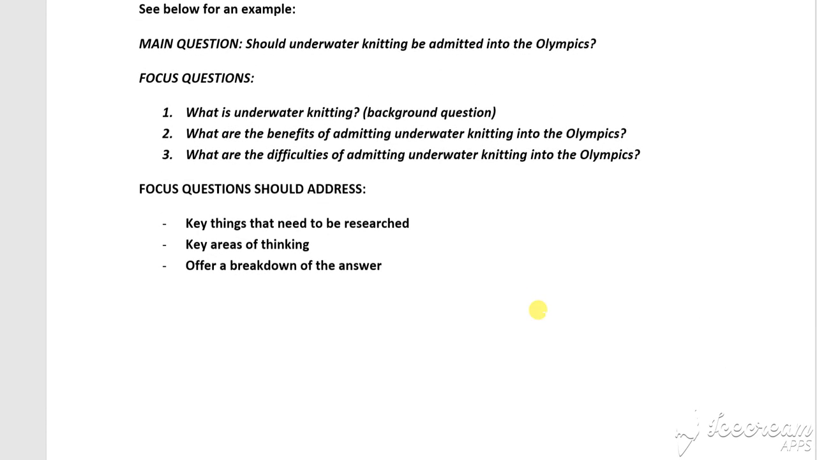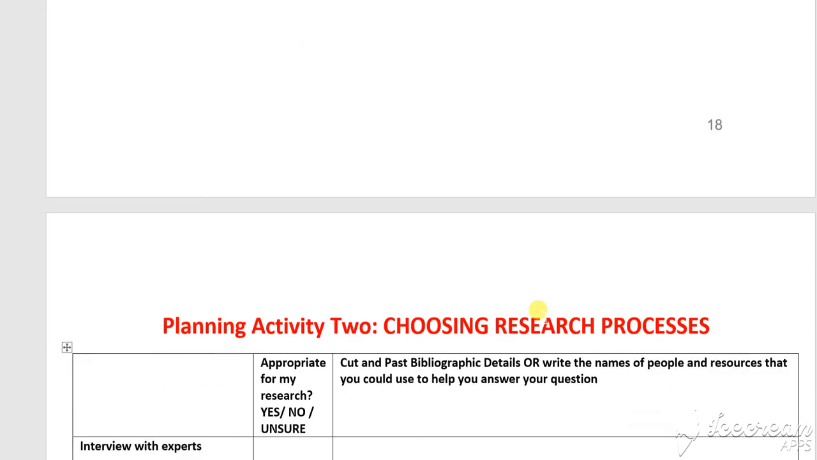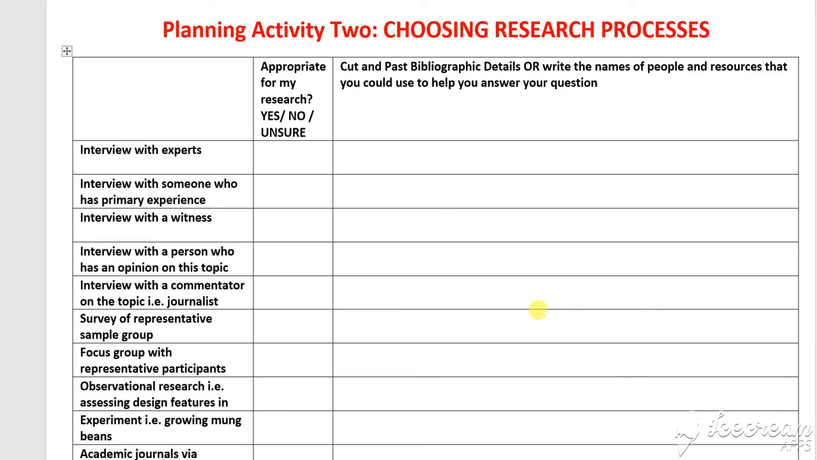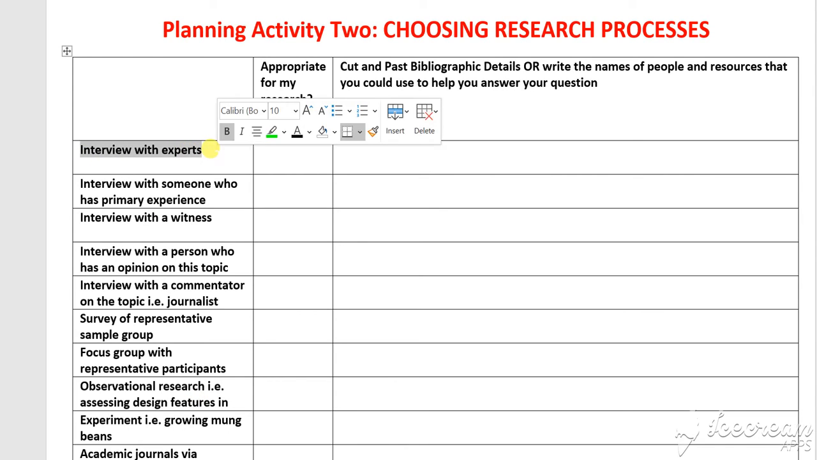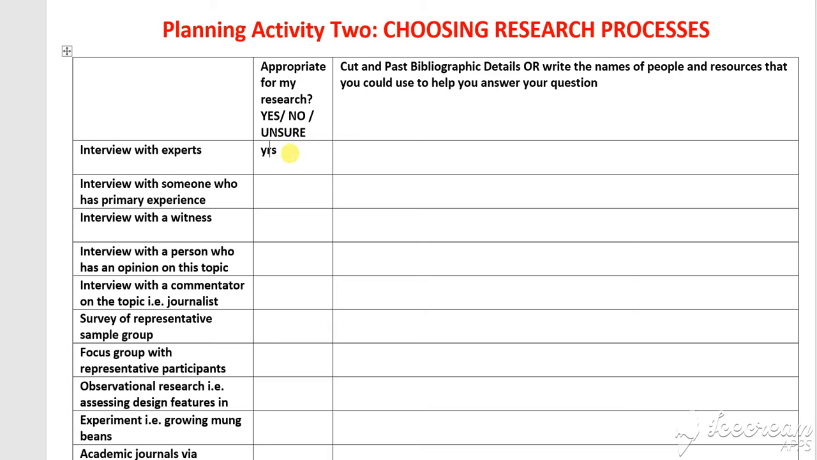So once you've done all that, you'll get up to the choosing the research processes section. What you need to do here is think about our work back in booklets 2 and 3 and all of that. Have a think about which sources you'd like to select for your pages. So would you like to interview experts? Yes or no? Yes, of course you would, because they're useful. And then what you need to do is actually find some names.